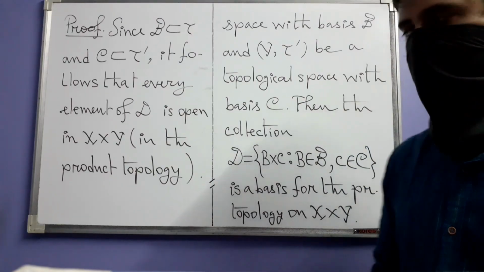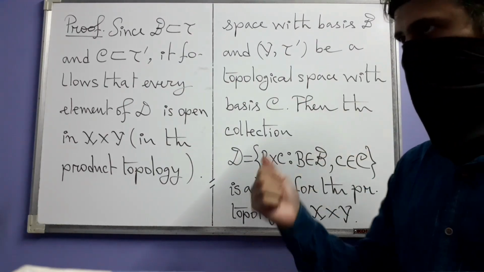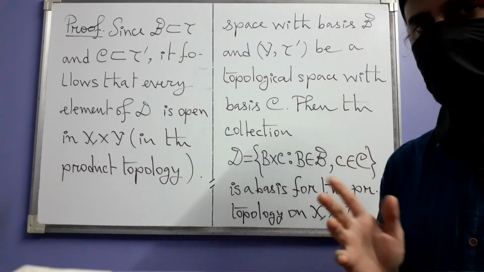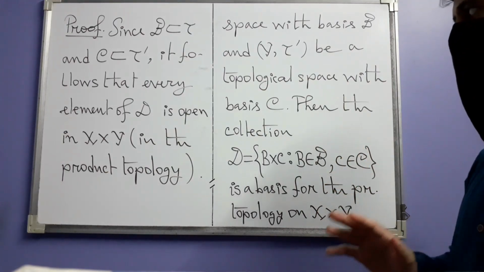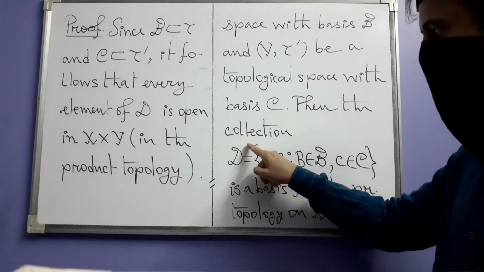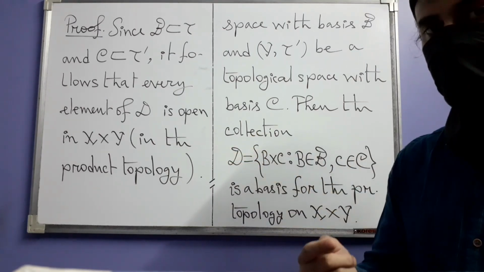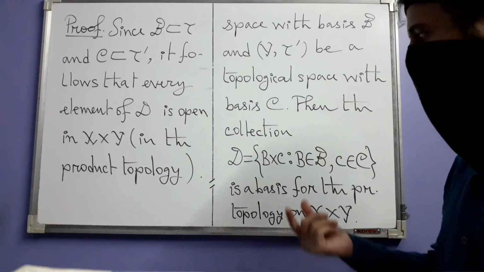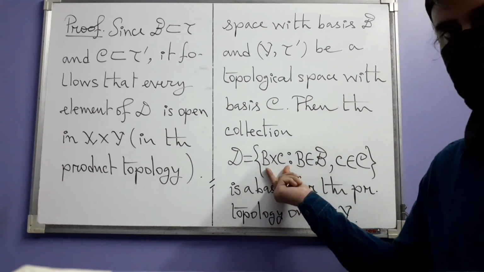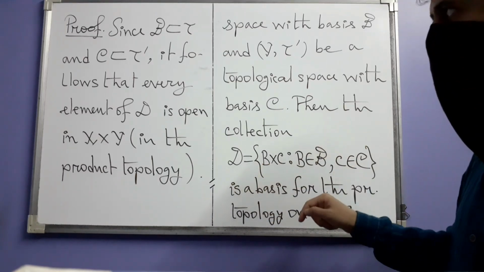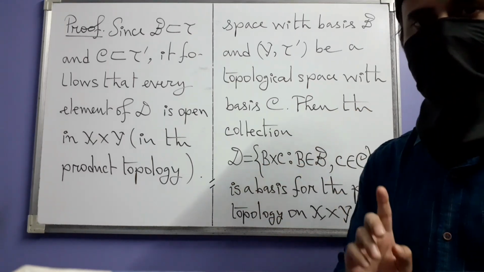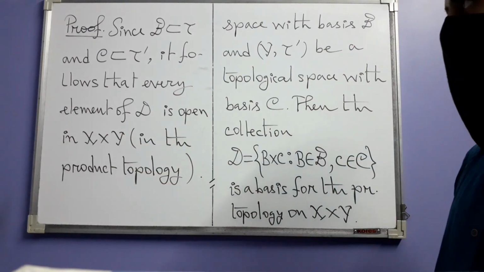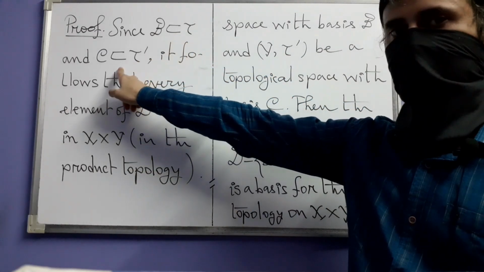In trying to prove that this D is also a basis for the product topology on X times Y, we are going to use Lemma 13.2. But for that, we first need to make sure that D is a subset of the product topology. In other words, every element that looks like this, which is an element in D, needs to be an open set in the product topology on X times Y. How do we get that fact? That fact comes from these two containments.